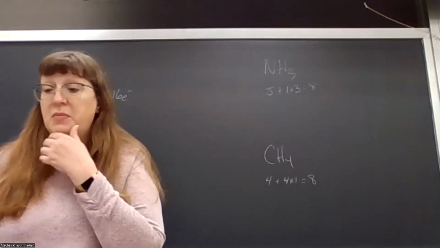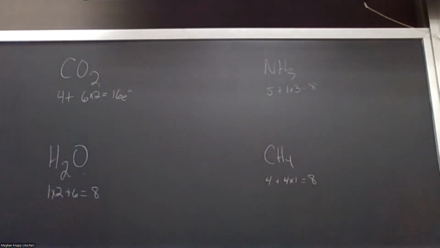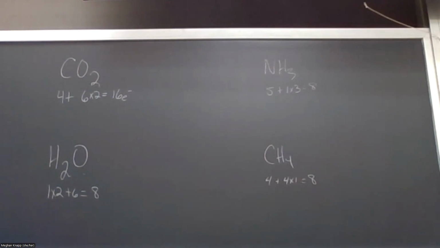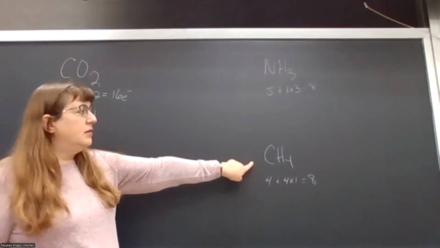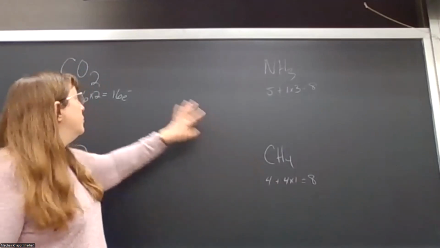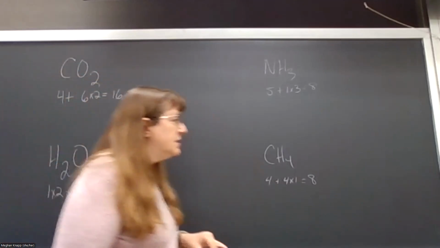Okay, so 8 should remind us that we have this thing called the octet rule, that other than hydrogen, the atoms want to have 8 electrons around them. And we're going to use dots to represent those electrons. Let's look at the methane one first, and we will save this one for last.